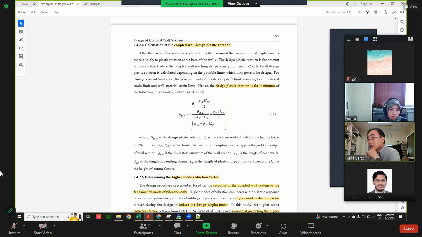We obtain rotation of the coupling beam by pushover, but they don't use pushover, maybe. Yes, they use this formula. So my question is, is this formula considered as elastic?